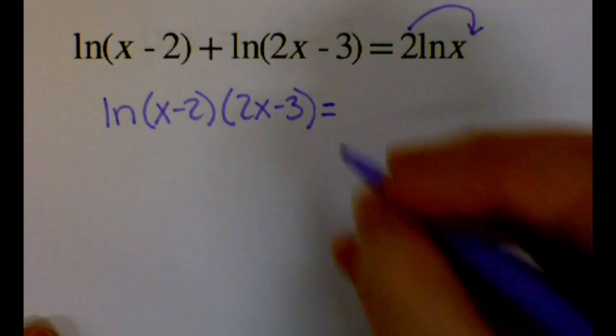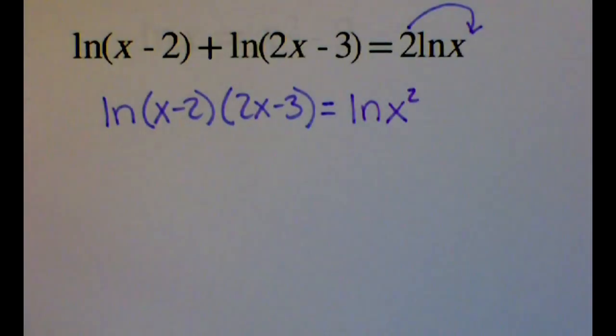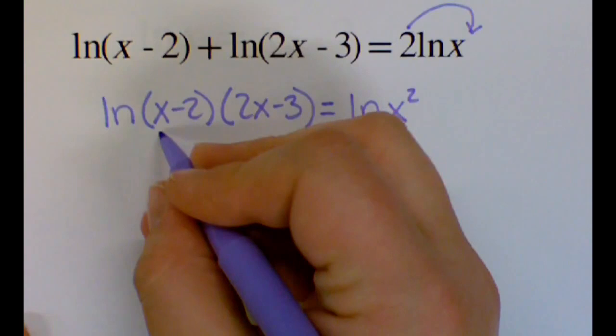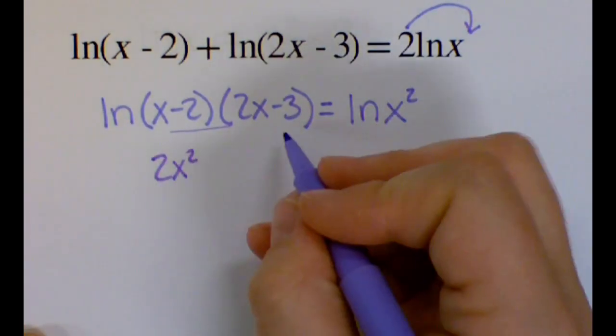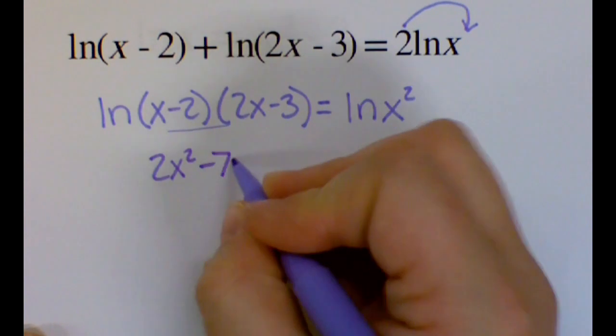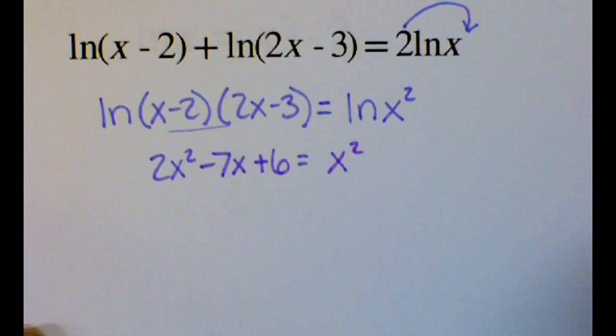I will make that a power. Natural log of x squared. They're both natural logs. I set the insides equal. I'm going to multiply this out at the same time. So 2x squared minus 3x minus 4x makes minus 7x plus 6 equals x squared.